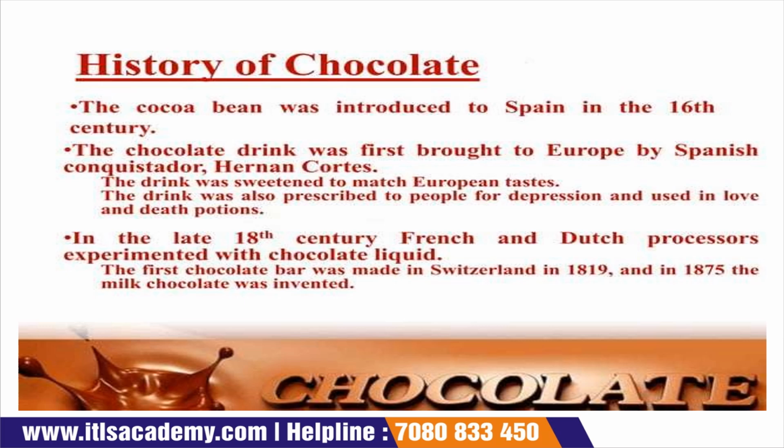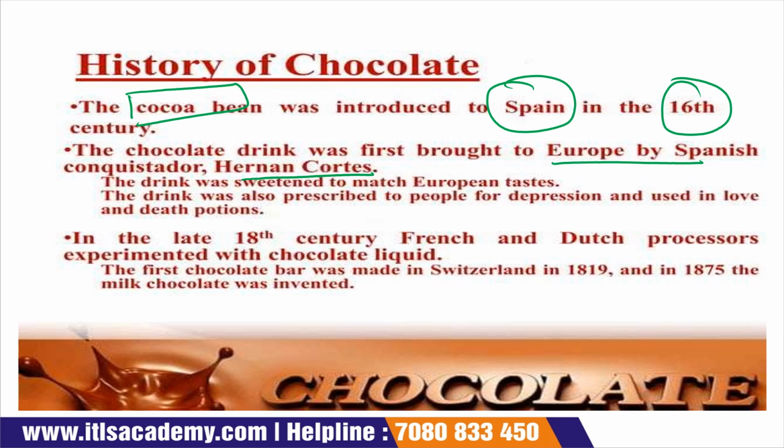Then after that, the first cocoa beans were introduced in Spain in the 16th century. The first chocolate drink was brought to Europe by the Spanish conquistador Hernan Cortes. The characteristic of this chocolate drink was that it was sweetened to match European taste, and this drink was prescribed to people who were in depression, and it was also used in love potions and death potions.